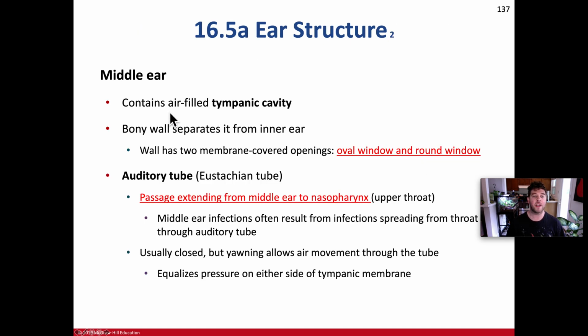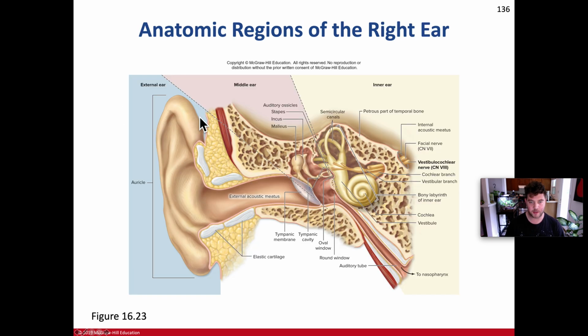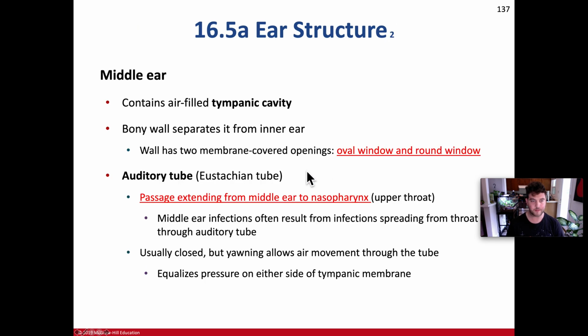Middle ear. The middle ear contains the air-filled tympanic cavity. So again, we're talking about from the inside of the tympanic membrane up to the inner ear. It has this bony wall that separates it from the inner ear that has 2 membrane-covered openings, the oval window and the round window. So your middle ear is essentially from your tympanic membrane to this bony wall separating it from the inner ear. Okay?